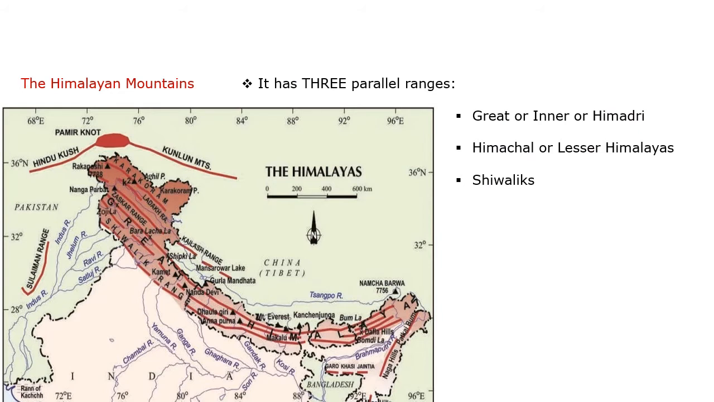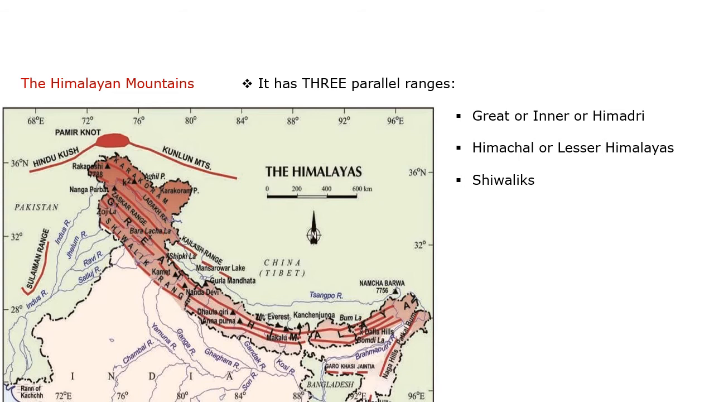And when we come to the Himalayan mountains, they are actually divided into 3 parallel ranges. Those are the Greater or Inner or Himadri. The second parallel range is Himachal or Lesser Himalayas. And finally, the last parallel range is called Shivaliks. So we'll have a glance at these 3 parallel ranges.